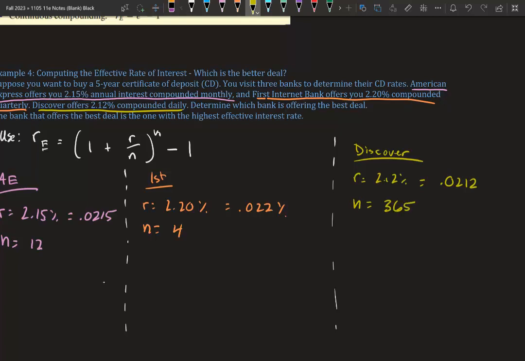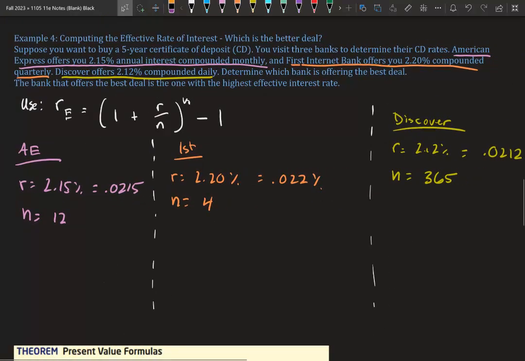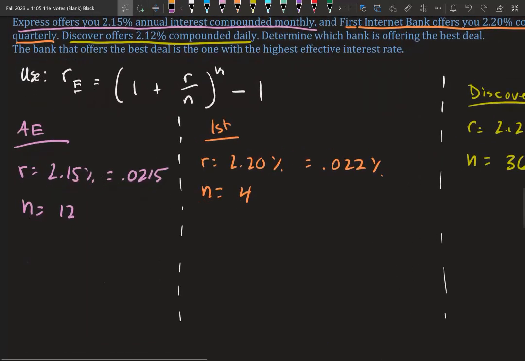We don't count leap years because guess what? They don't count leap years. Now that we have our rate and our n, we can just plug it into our formula. So we have effective rate of return. We have 1 plus blank over blank to the power of blank, all minus 1. And our first blank is r. Our r is 0.0215. Our second blank is n, which is 12. Our exponent is n, which is 12.